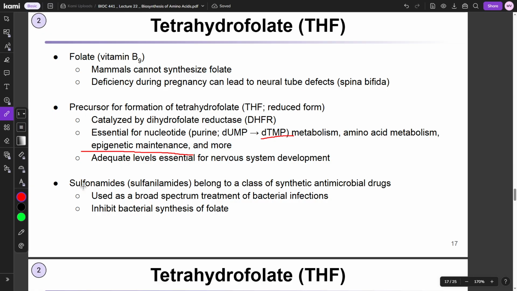And yeah, so sulfonamides belong to a class of synthetic antimicrobial drugs. Basically what these do is inhibit synthesis of folate, and that actually kills bacteria. So this is just an example of a drug.